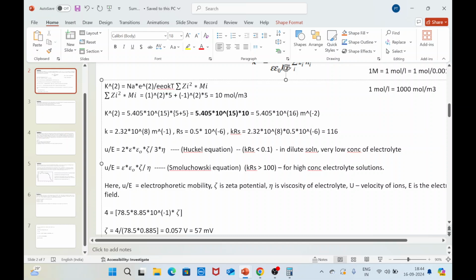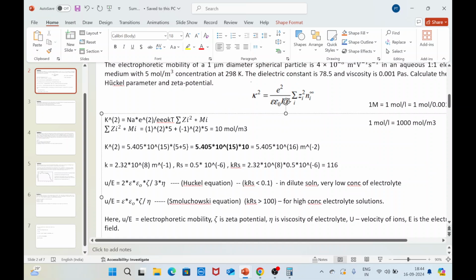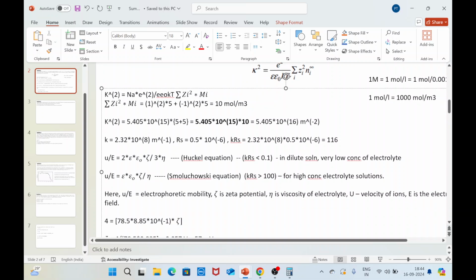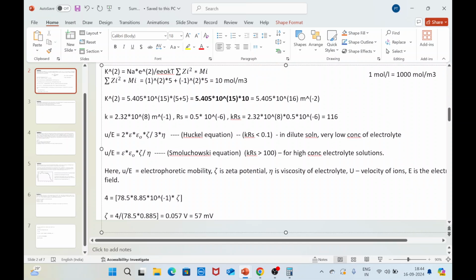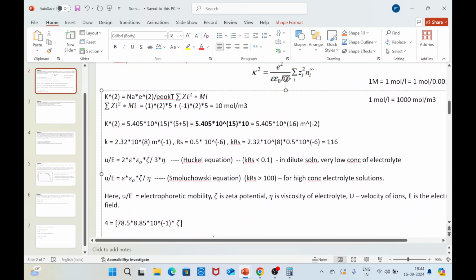You said something about times 10 power. Was there any issue? Okay, fine. Then that's fine. So the zeta potential value comes out around 57 millivolt. Similar questions are there for your assignment problems also, so I hope this will be useful for you to solve the assignment questions. Do you have any doubts regarding this question, or shall we move to the next one?